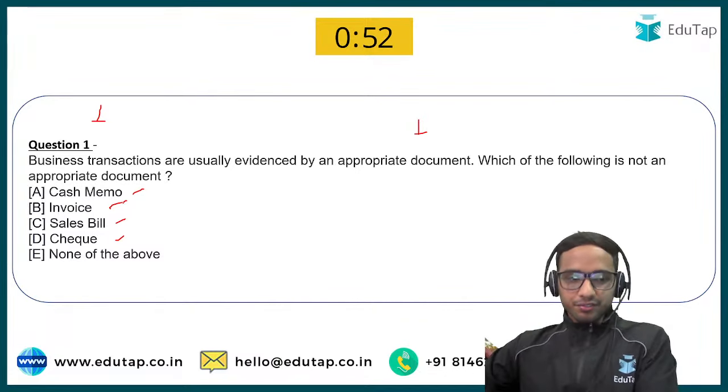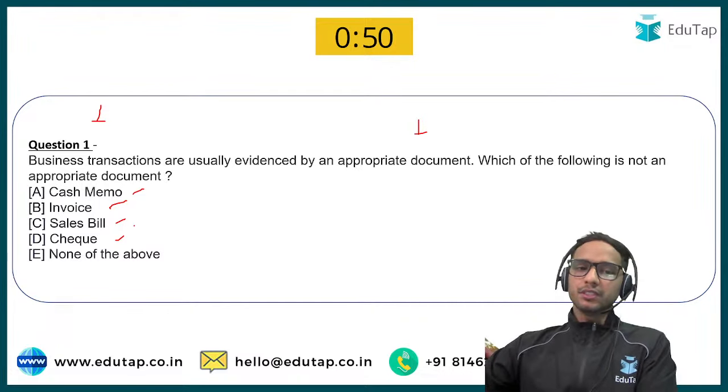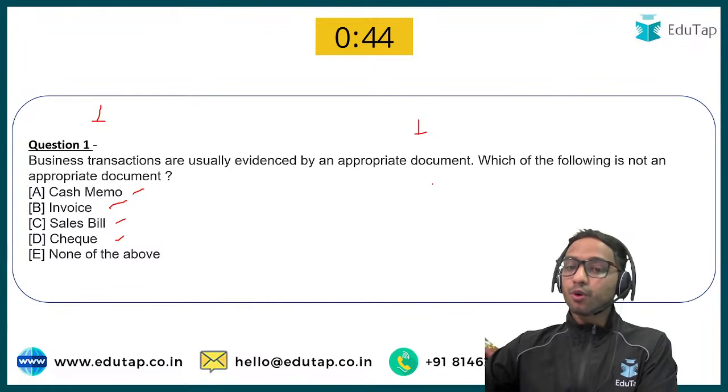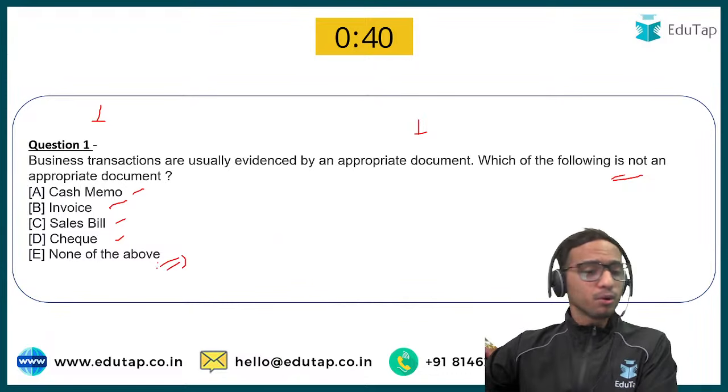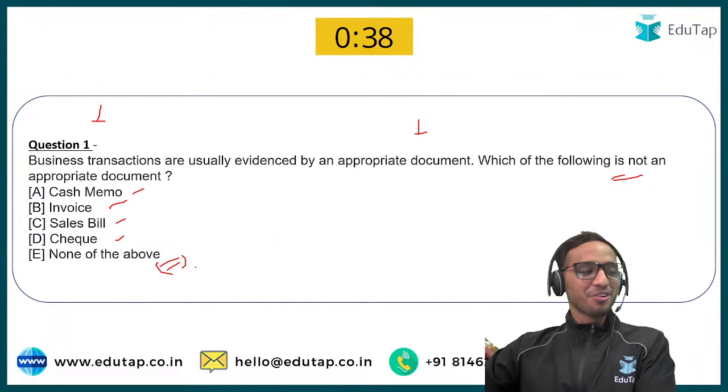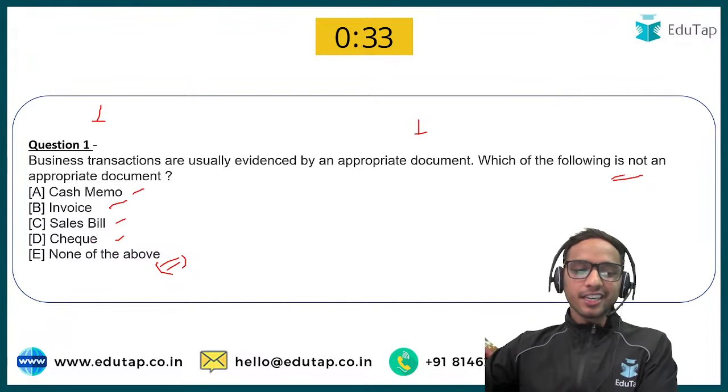So you have eliminated the first four options. Now it says which of the following is not, so the correct option would be none of the above, E. Let me check in the chat section. Okay, so none of you are correct because you think it is check.